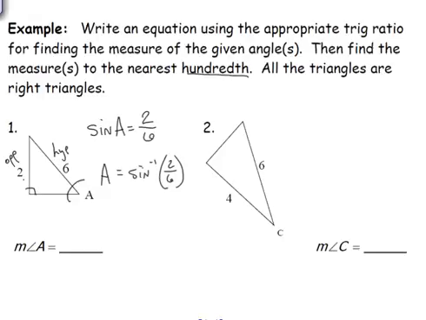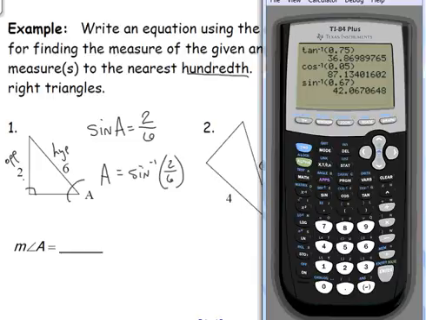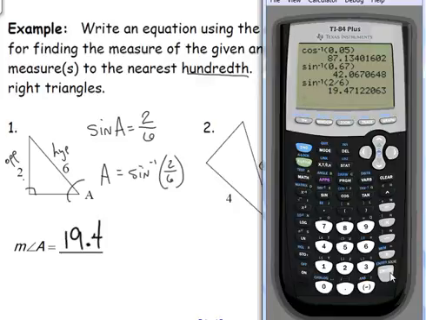So here we're going to grab my handy dandy calculator. I'm going to type in second sine, the inverse sine. And in here I'm going to do 2 divided by 6 and close my parentheses and press enter. And I see that it is 19.47 degrees. That is the measure of angle A on that particular right triangle.